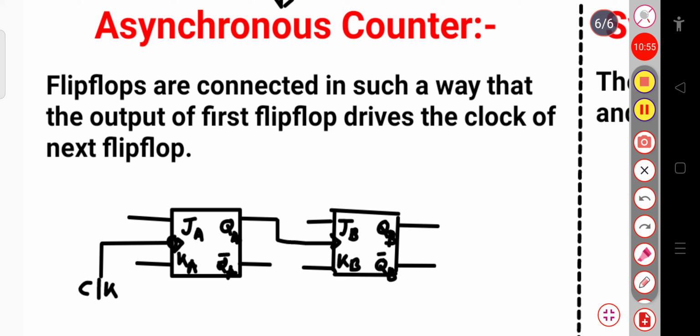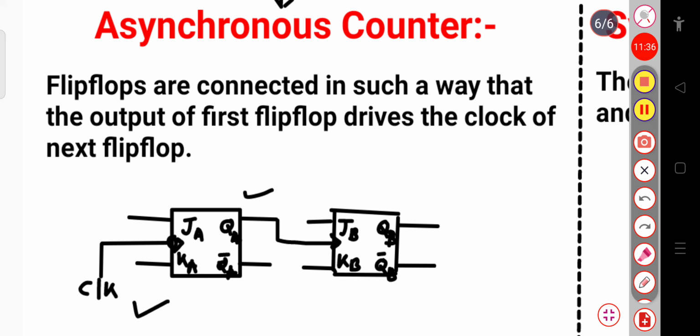It means that this QA may be connected to the clock pulse, or QA bar may be connected to this clock pulse. These are the two conditions. I will discuss it gradually. So there are two conditions, whether I connect this QA to this clock pulse, or I connect this QA bar to the clock pulse. Here you can see that this QA is connected to the second flip-flop, and also this QA bar can be connected to the second flip-flop's clock.